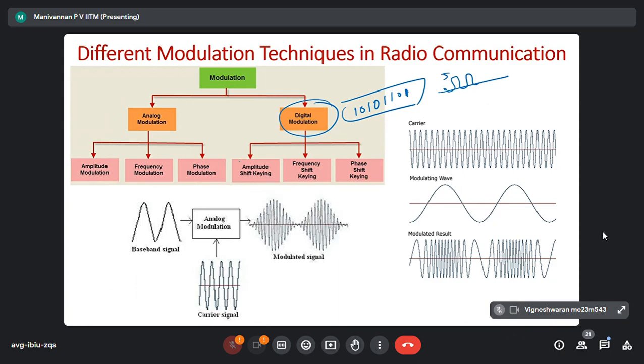If you want to transmit the data wirelessly, the binary data should be converted to the radio signal. Before that, you have to do digital modulation. The three types of digital modulation are there. Okay.